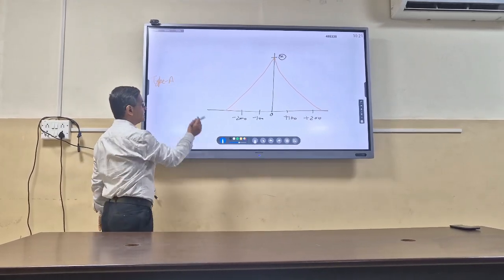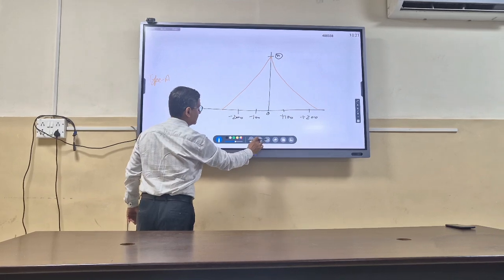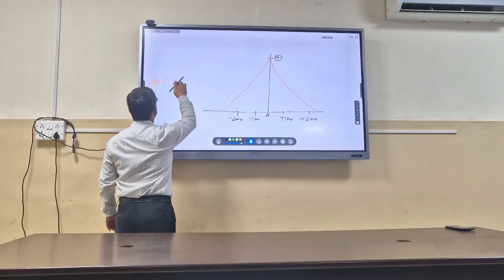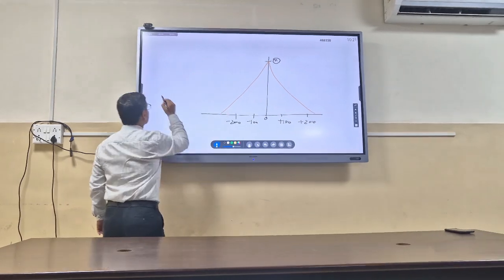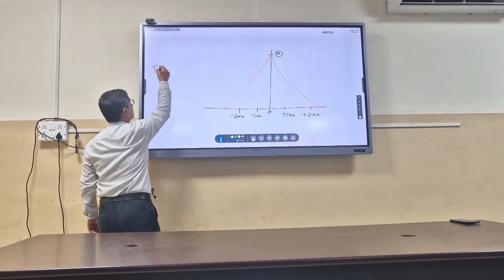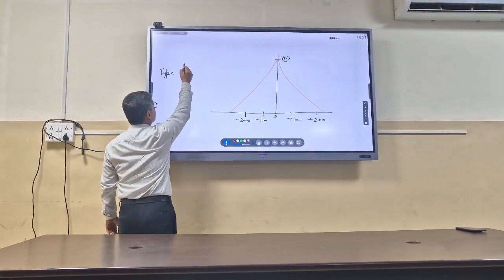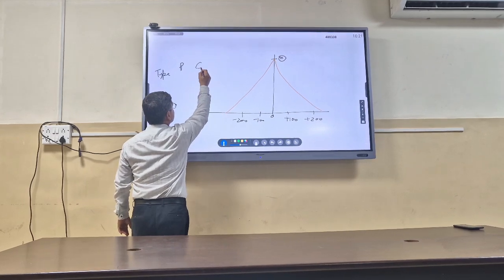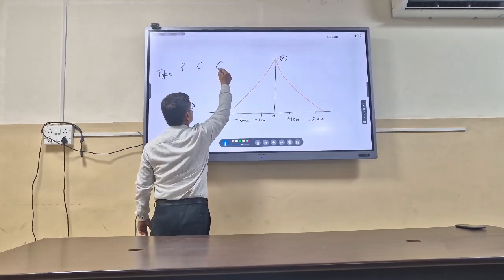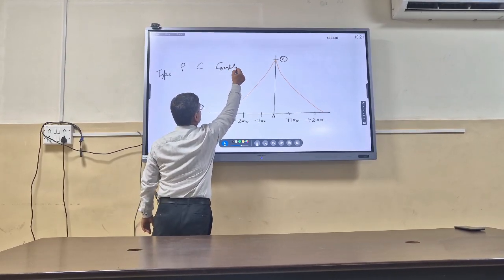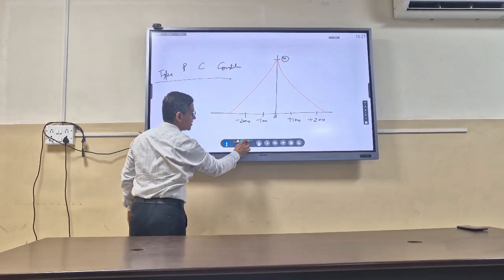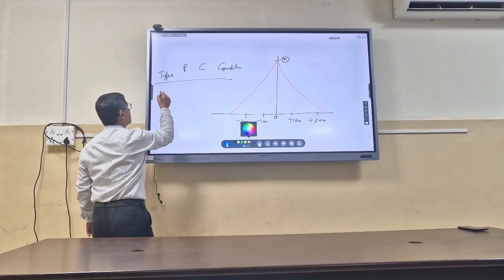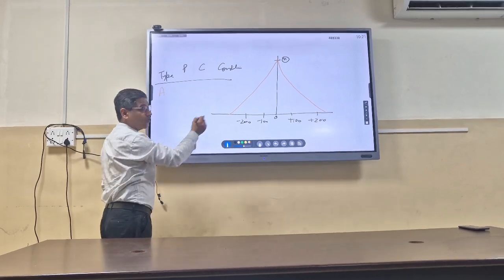So there will be three things now. First is the type of the curve. Second is what is the pressure and what is the compliance in that, and what are the conditions in which we get such a type of curve. So this is the first type. As I told you, this is type A. Here the pressure is normal.